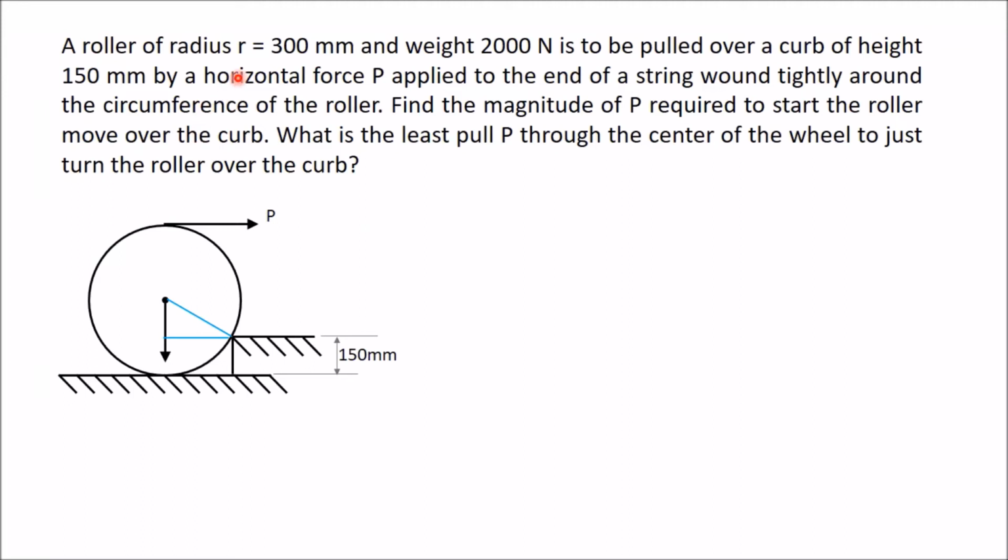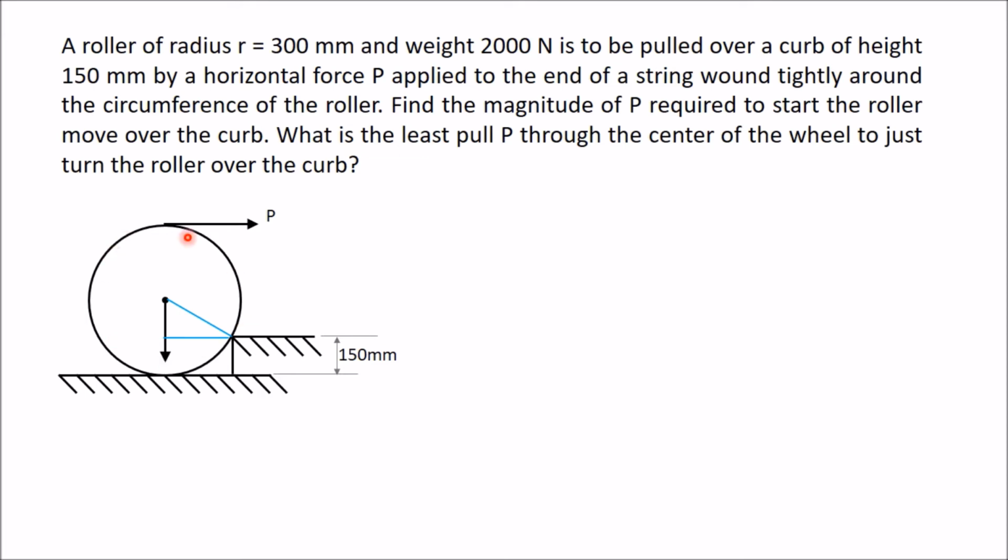A roller of radius 300 mm and weight 2000 Newton is to be pulled over a curb of height 150 mm by a horizontal force P applied to the end of a string wound tightly around the circumference of the roller. Find the magnitude of P required to start the roller moving over the curb. What is the least pull P through the center of the wheel to just turn the roller over the curb?